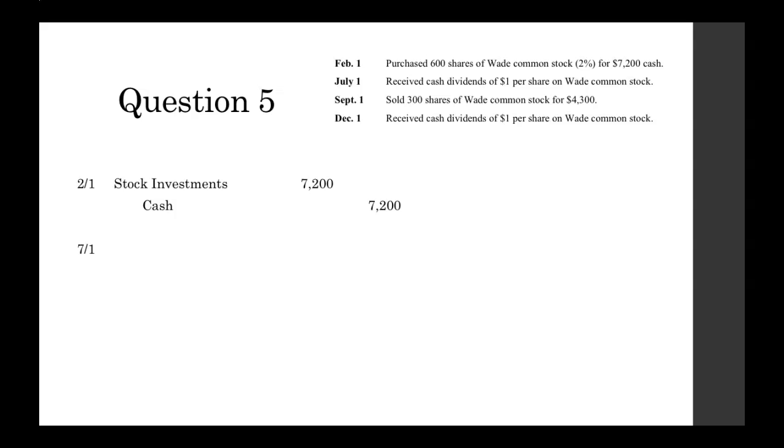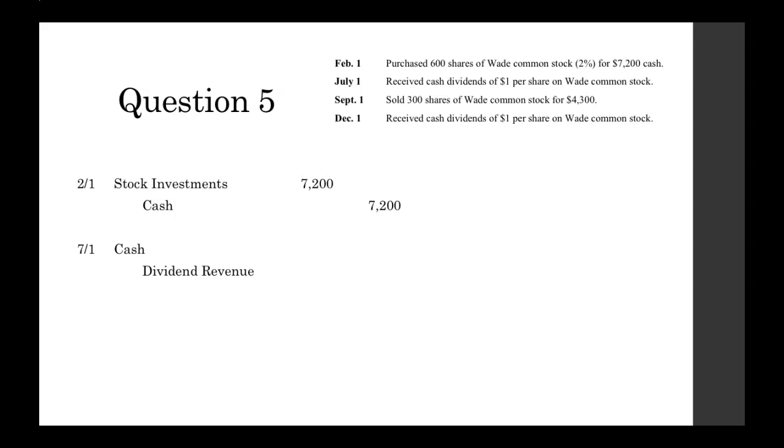Now on July 1st, you received cash dividends of $1 per share on Wade common stock. What are you receiving? You're receiving cash, right? If they are giving out cash dividends, that means that you are getting money. So we will debit our cash in this entry, and we credit dividend revenue.